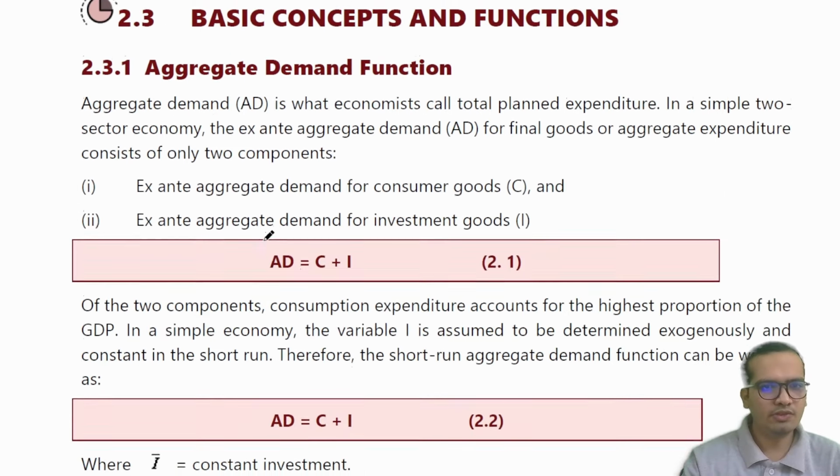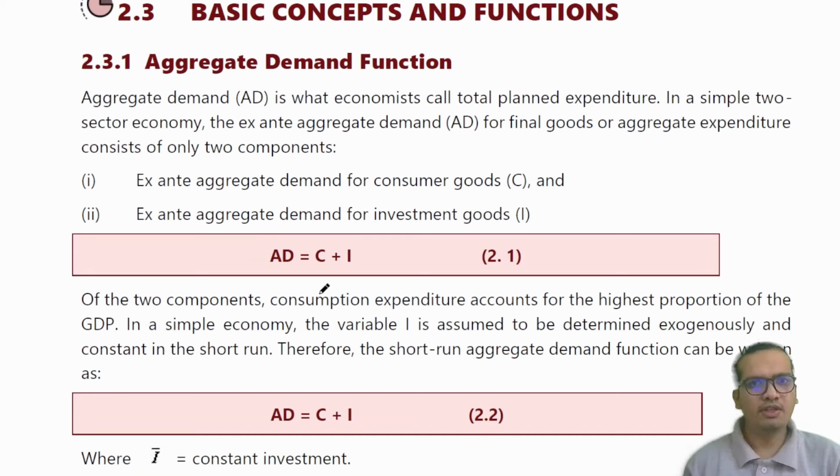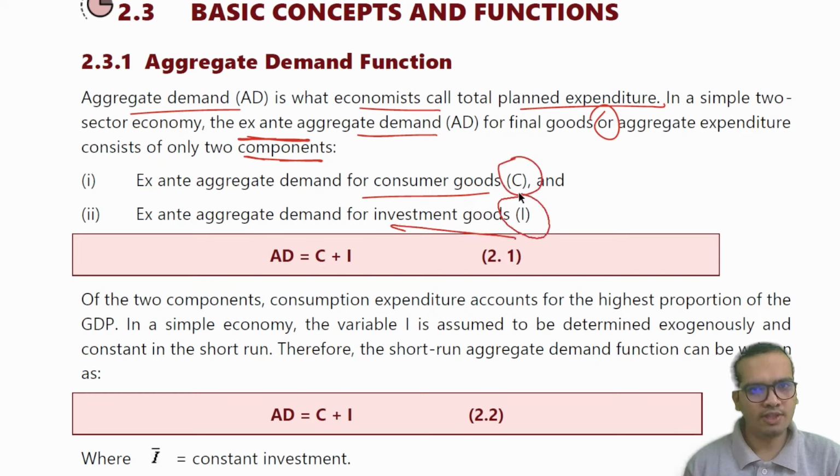First, the basic concepts and functions. First, aggregate demand function. Aggregate demand, AD, is what economists call total planned expenditure. In a simple two-sector economy, the ex ante aggregate demand for final goods, or aggregate expenditure, consists of two components: ex ante aggregate demand for consumption and ex ante aggregate demand for investment goods, which are denoted as C and I. So here AD equals C plus I.